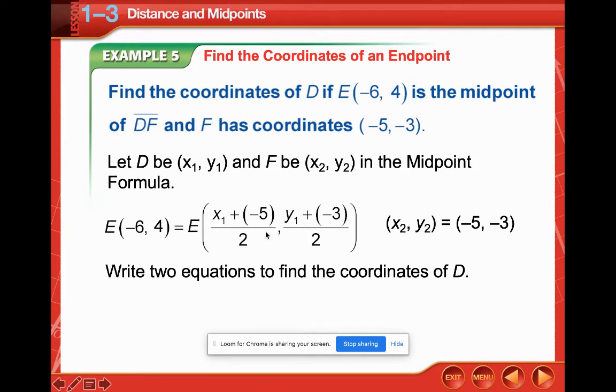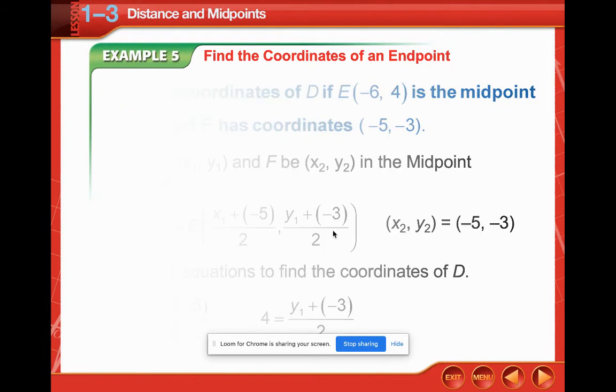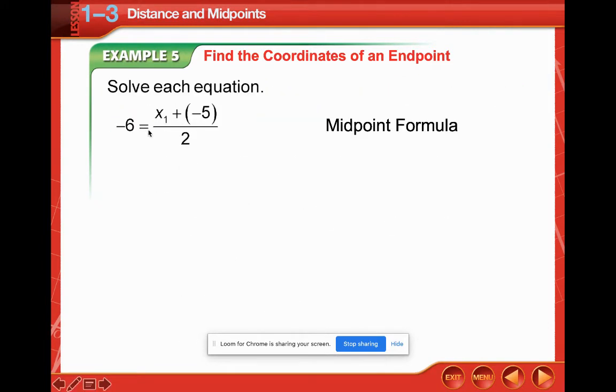Write two equations to find the coordinates. So look, -6 is kind of like our mx. That's a midpoint x. So we just plug it in the formula. Our my is 4. So we plug it into that formula. So midpoint formula, our mx, our midpoint, equals x1 plus x2 divided by 2. We already know that x2 is -5, and we already know our midpoint is -6, so we type those in. -6 equals x1 plus -5 divided by 2.